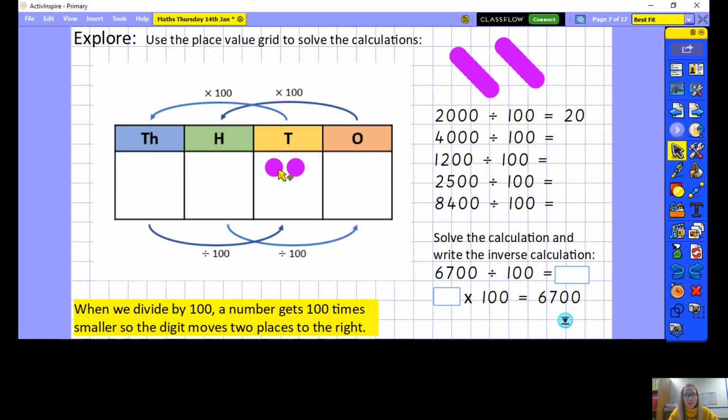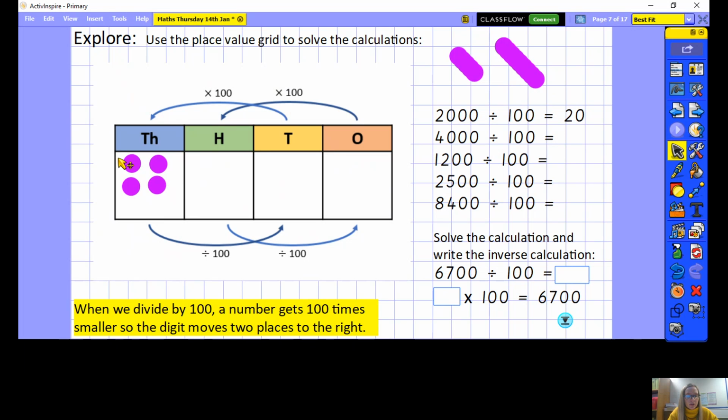So we've got 4000 this time. I'm going to represent 4000s using place value counters. So I've got 1, 2, 3, 4. So I've got 4000 this time. To divide by 100 again, we move our place value counters 2 spaces to the right.